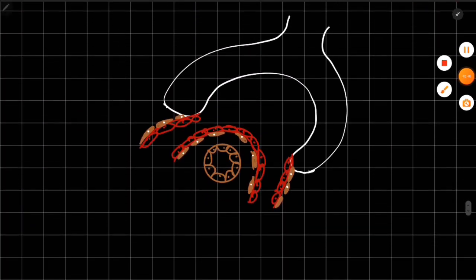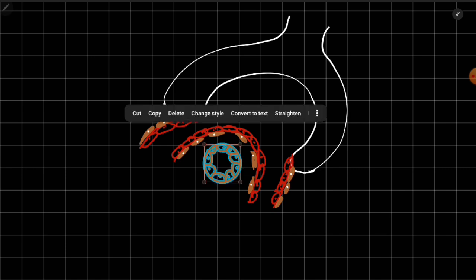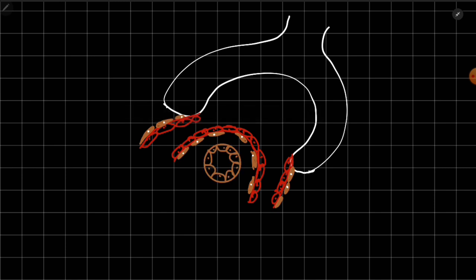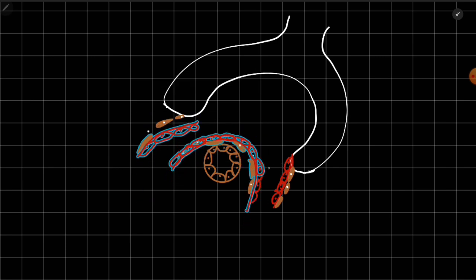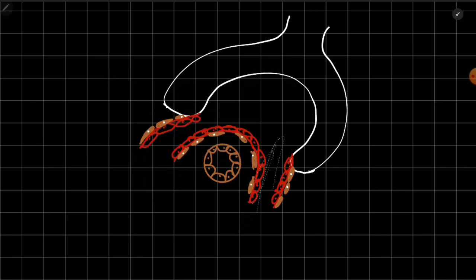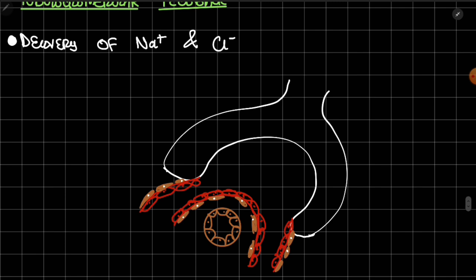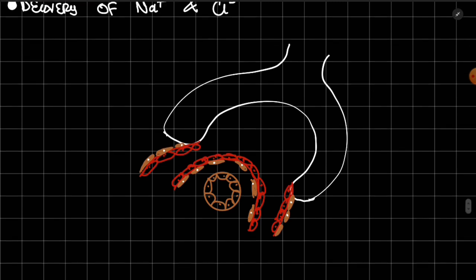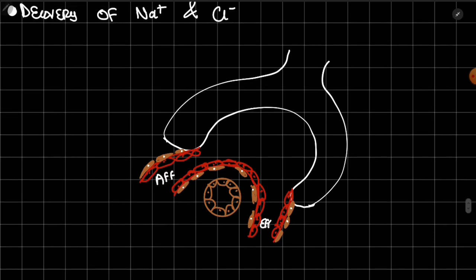So basically this part is the macula densa, or the urinary tube containing the macula densa. This is the afferent arteriole, and this is the efferent arteriole. Okay, now to label things, I will just label it and I will then explain the tubuloglomerular feedback. So basically afferent, efferent, arteriole.